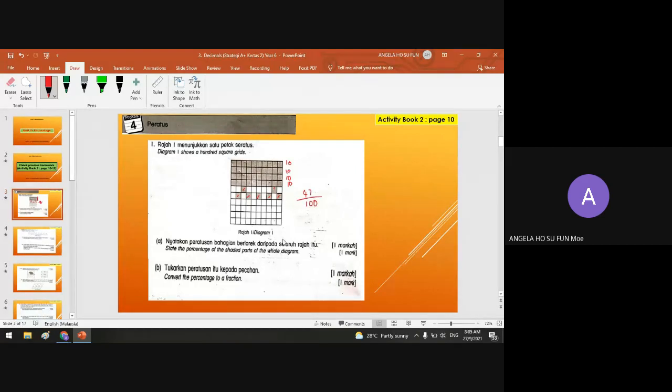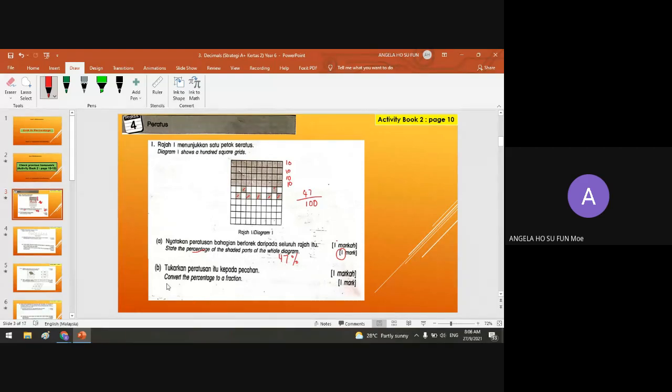If you want to convert into percentage, it is very easy. Just write per 100, 47%. Just change this fraction of hundreds into a percentage. Directly write 47 over 100 as a percentage. So 1 mark is here. If you are correct, you get 1 mark already.